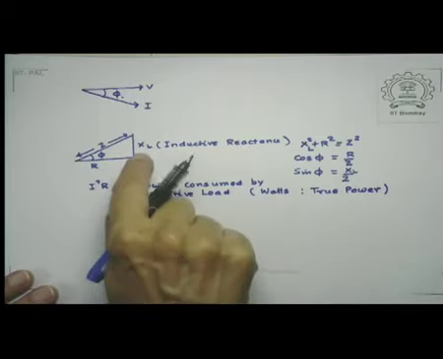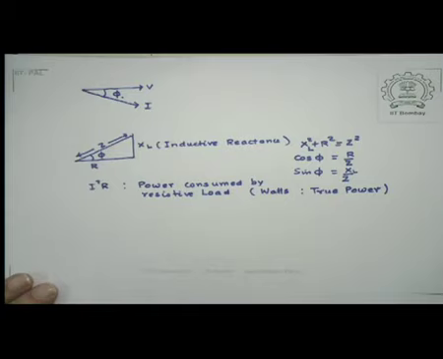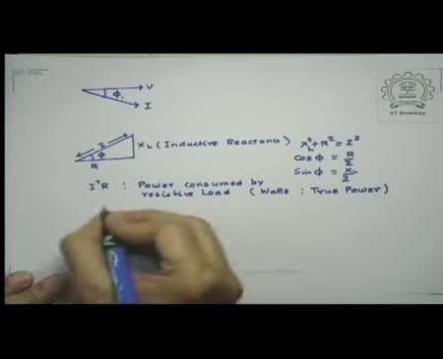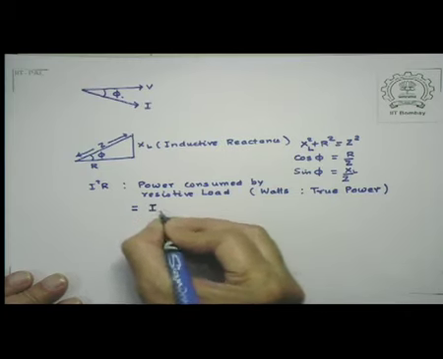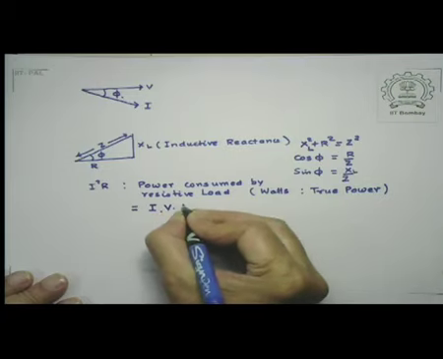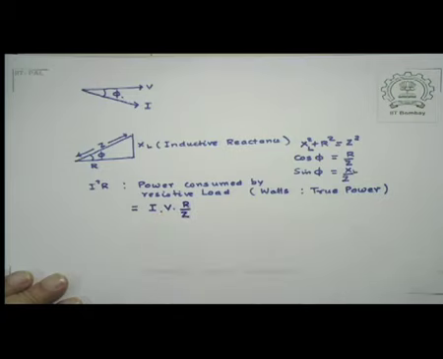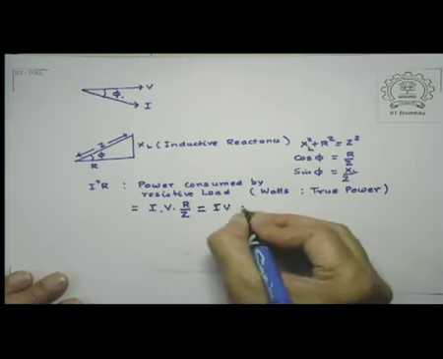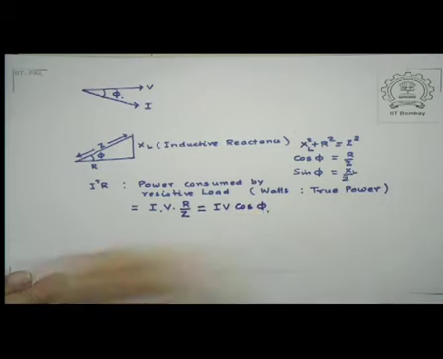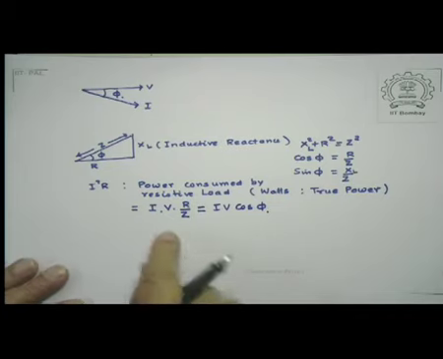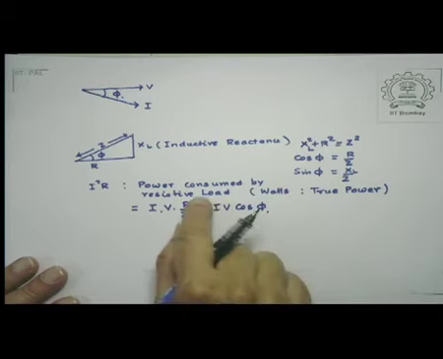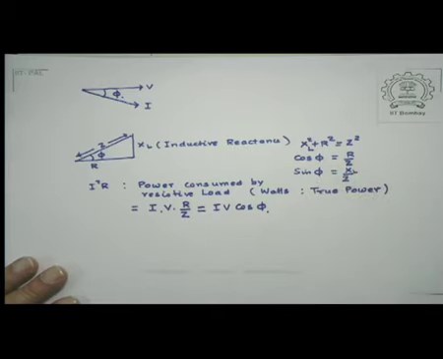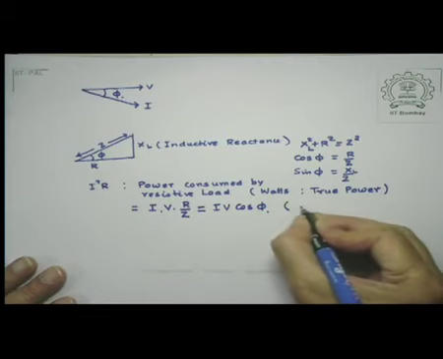Now, correspondingly, I have an I square XL and I square Z. If you look at this I square R, this is also nothing but I times V times R by Z. So that is equal to I times V times cosine of phi. So basically what I have done is to write one of the I's as V by Z and multiply it by R, and use R by Z is equal to cosine of phi. And we have said that this is true.